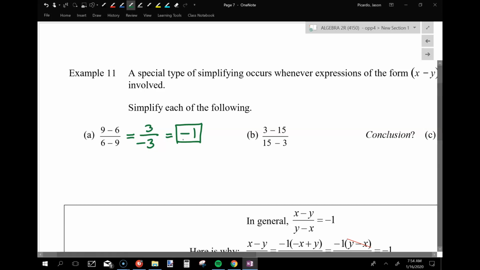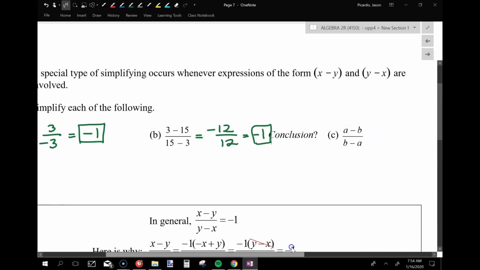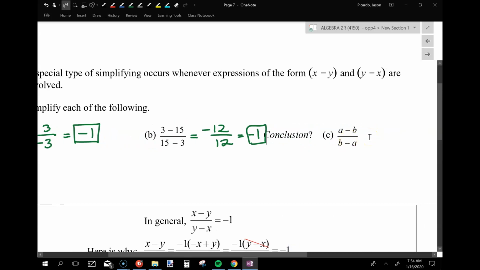What's 3 minus 15? What's 15 minus 3? What does that give you? Negative 1. So does anybody want to venture a guess as to what a minus b divided by b minus a is? Negative 1.